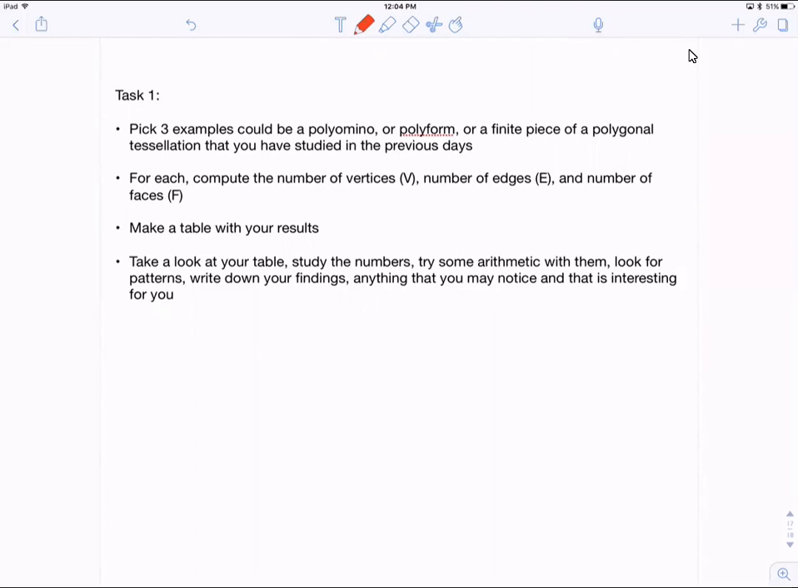Take a look at your table. Study the numbers. Try some arithmetic with them. Look for patterns. Write down your findings, anything that you may notice and that you may find interesting. A suggestion: start with simple examples. You may find that counting vertices, edges, and faces may be challenging.